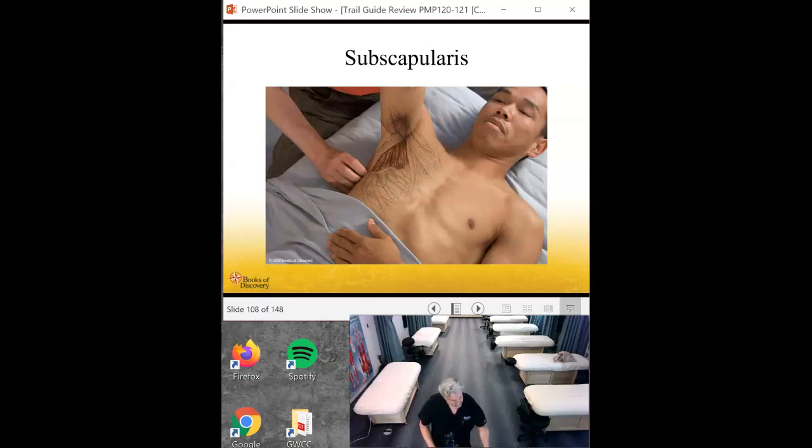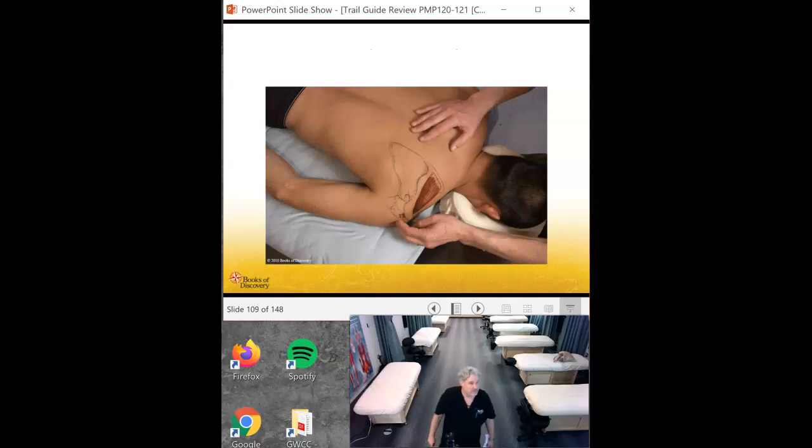Thank you. Miss Green, what muscle is this? Shoulder. Did somebody just say subscapularis? Well, is it under the scapula? Sub means under, like a subway or a submarine. They go under the water. Is this muscle under the scapula?